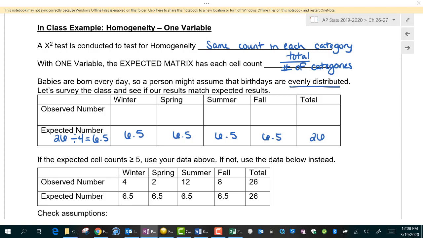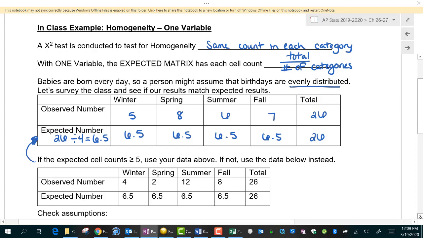sense. Now, the actual data for 7th period is 5 students born in winter, 8 in spring, 6 in summer, and then 7 in fall. Make sure that it does actually add up to 26. Now below our table here, it says if the expected cell counts are greater than or equal to 5, use your data above. If not, use the data below instead. So if I'm looking at those expected counts, this is one of our conditions that we're going to talk about in just a minute. Each of those cells has to be greater than or equal to 5. And because it is in this case, we're going to stick with this data.